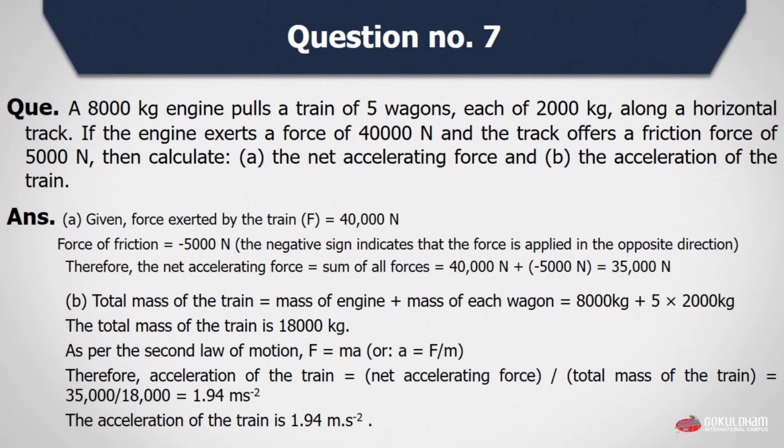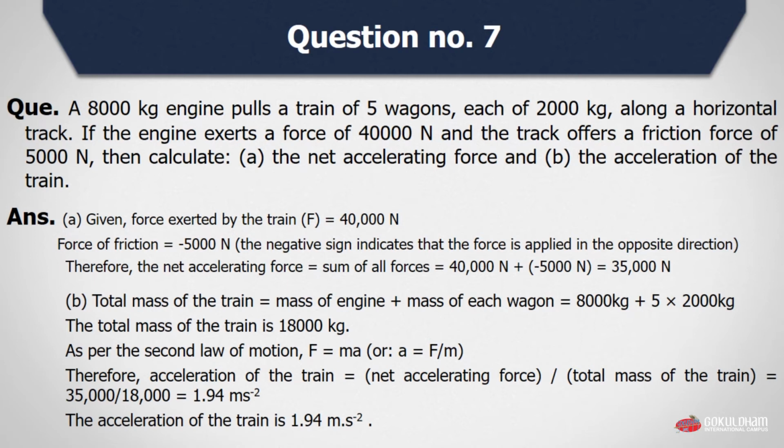Now as per the second law of motion, we have force is equal to mass into acceleration, or if we have to find acceleration, then the mass, which is in multiplication with a on the right hand side, will go in division with F if we move it to the left hand side of the equation. So we'll have a is equal to F divided by m. We have the value of force as 35,000 Newton and the value of mass as 18,000 kilogram. So the acceleration of the train is equal to the net accelerating force divided by the total mass of the train, which is equal to 35,000 divided by 18,000, which will give us 1.94 meter per second square, and hence the acceleration of the train is 1.94 meter per second square.